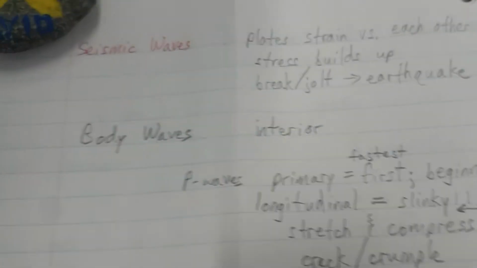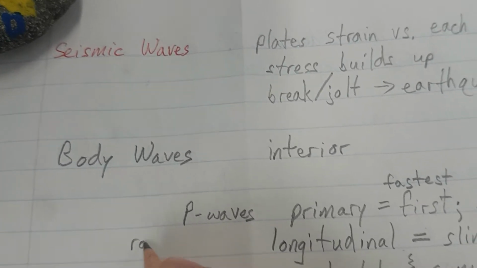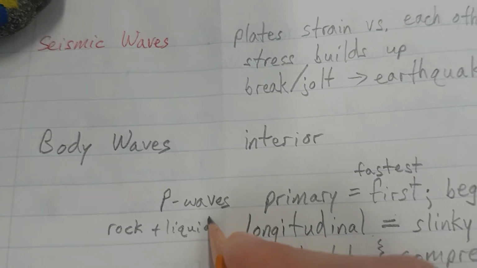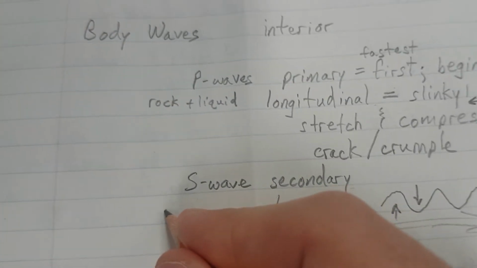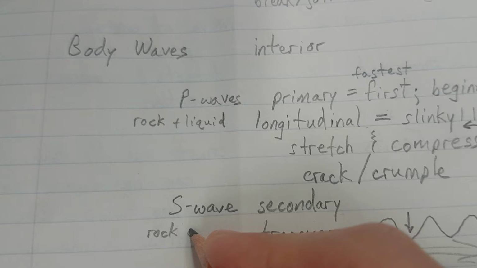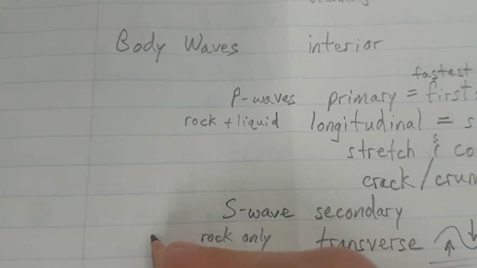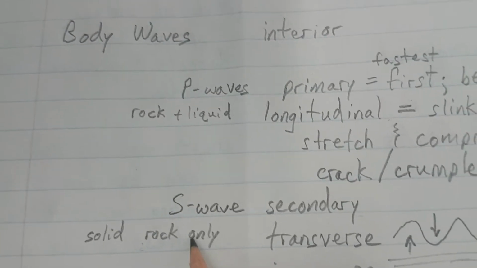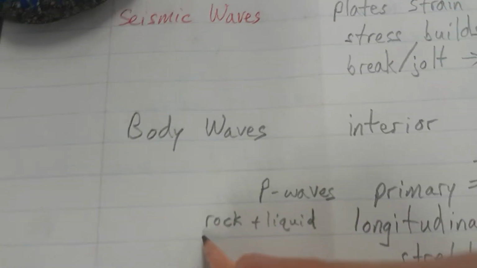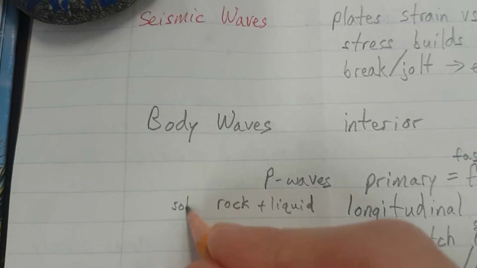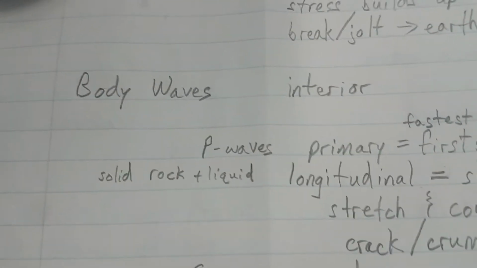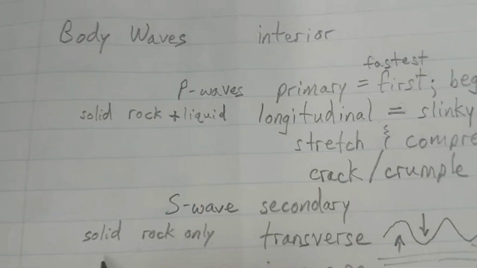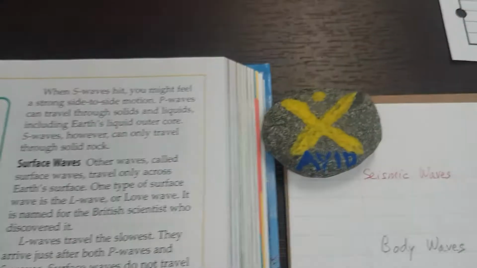So up here by P waves, let's say rock, R-O-C-K, plus liquid, L-I-Q-U-I-D. S wave, let's say rock only, and in front of that, let's put solid, S-O-L-I-D. Rock, R-O-C-K, only, O-N-L-Y. So P waves can travel through solid rock and liquid, but S waves can travel through solid rock only.